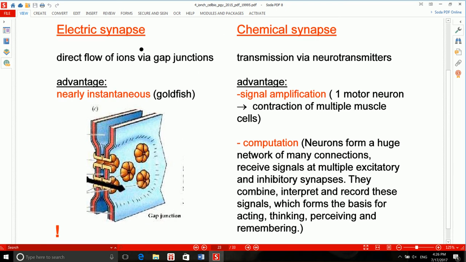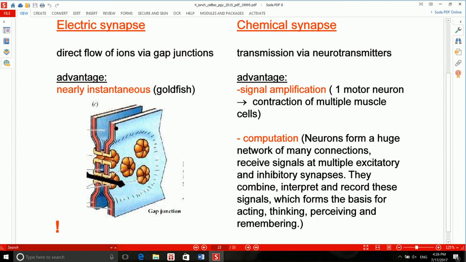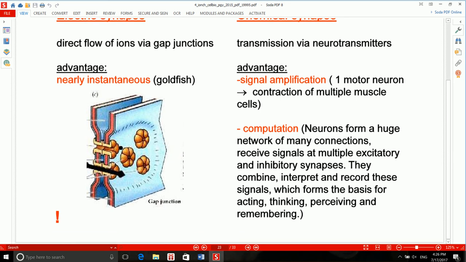So what's the difference between the electrical synapse and a chemical synapse? As you should guess by now, in the case of electrical synapses, we've got a nearly instantaneous electrical impulse transmission. The example given here is in goldfish, but the example which makes more sense is in specific junctions in the heart muscle cells, because we need intense and rapid muscle contraction in our heart muscle cells. And that is where we have a lot of these gap junctions.